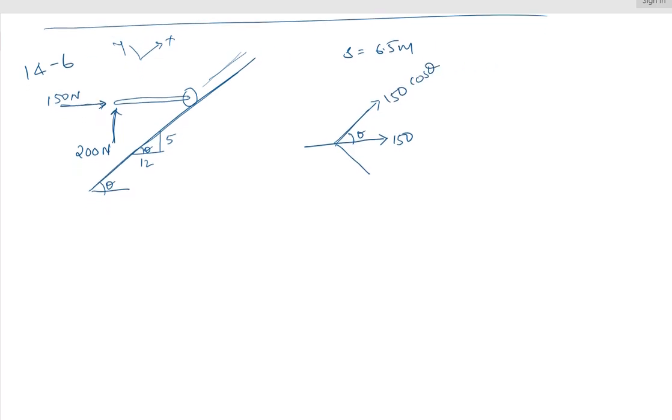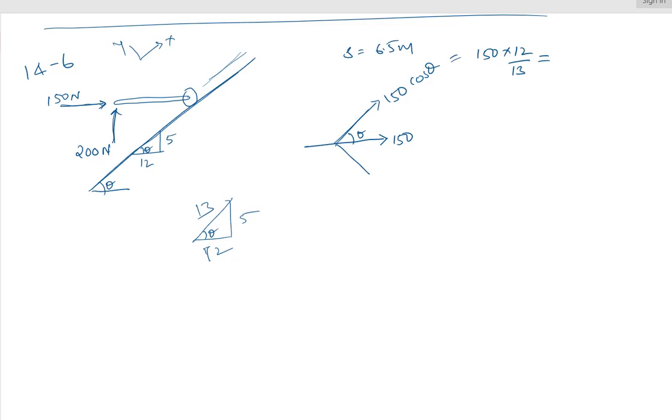What is cosine theta? From this triangle, we know that if we have a triangle that is 5 and 12, this is going to be 13. So cosine theta is 12 over 13, right? So this would be 150 times 12 over 13. Let's keep it as it is. We have to add it later on anyway.